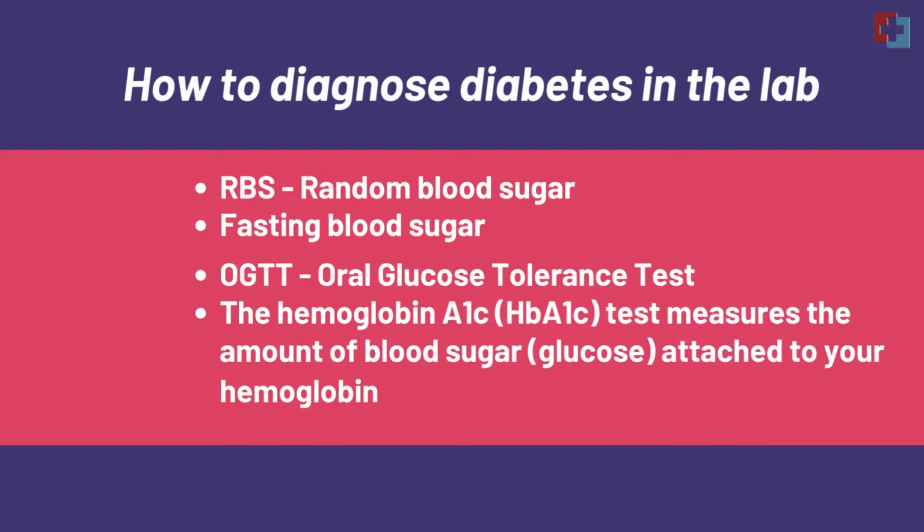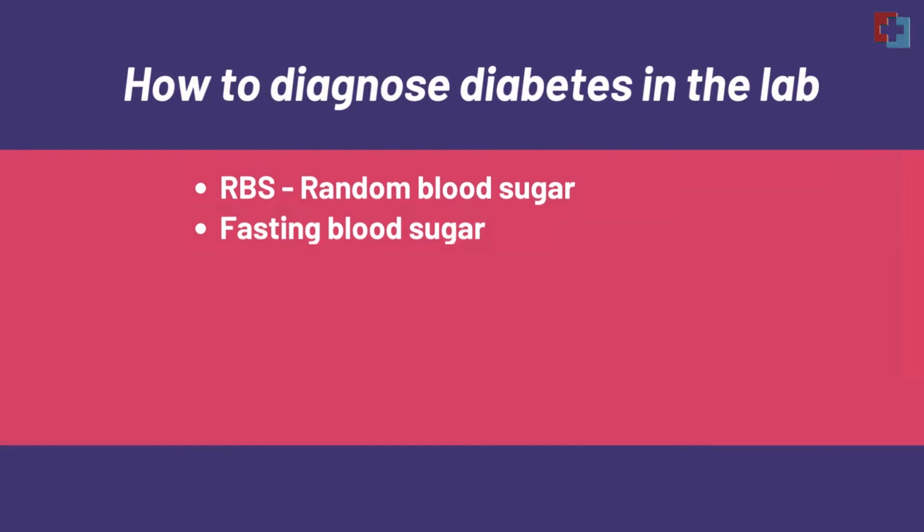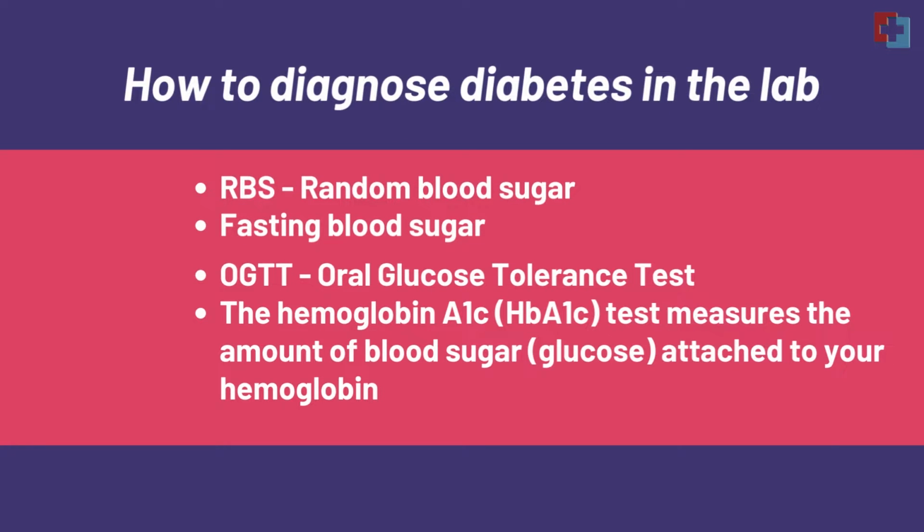One, we usually do RBS, which is called random blood sugar. You can do it any time of the day. The second one, you can do fasting blood sugar, usually early in the morning or when a patient has not eaten. Usually we do it around 8 hours after eating. We can do something else called an OGTT, usually done in pregnant women between 24 and 28 weeks to see if the sugars are high.